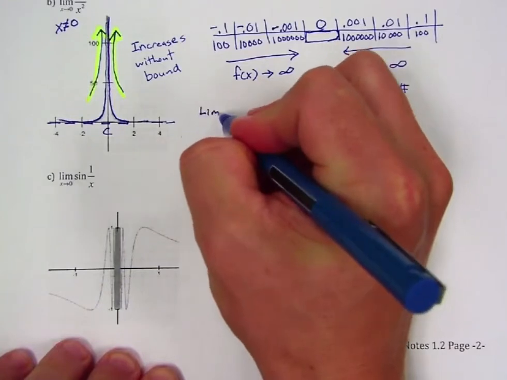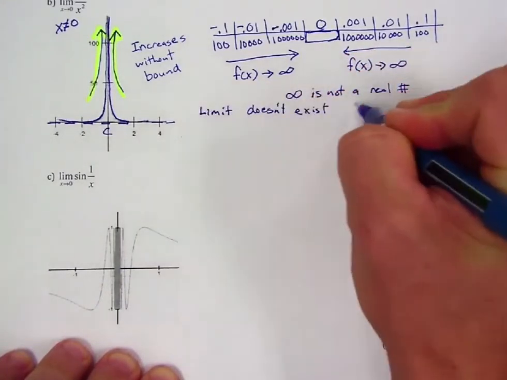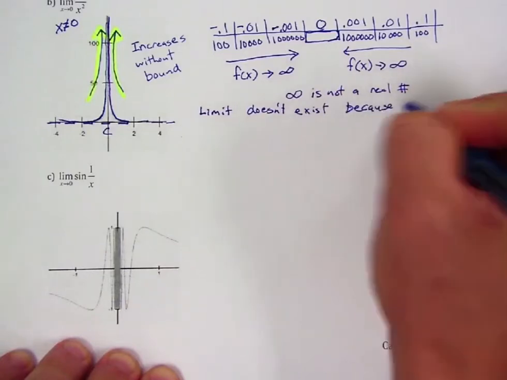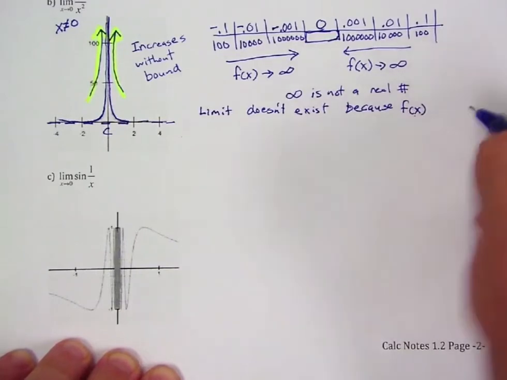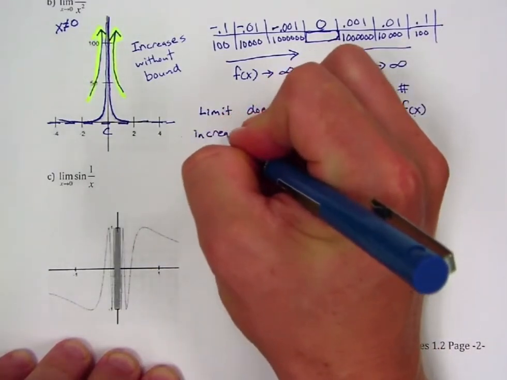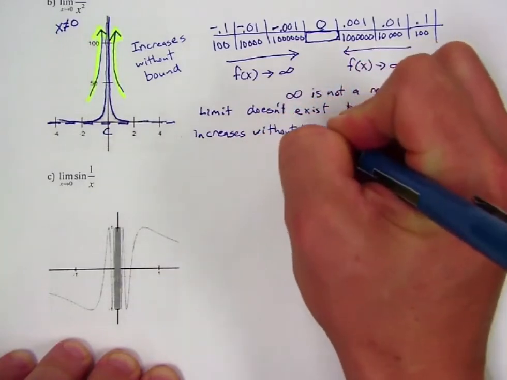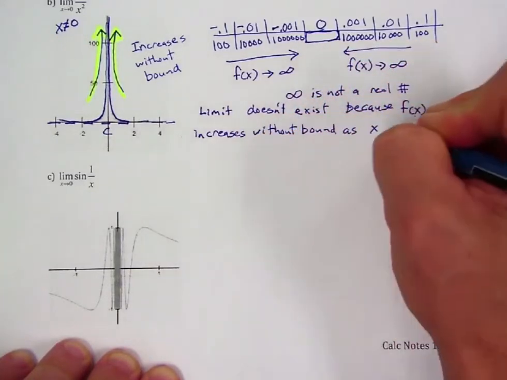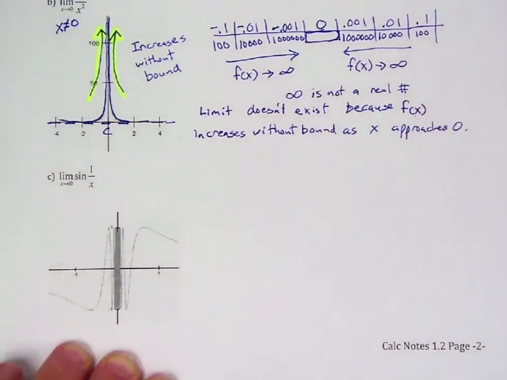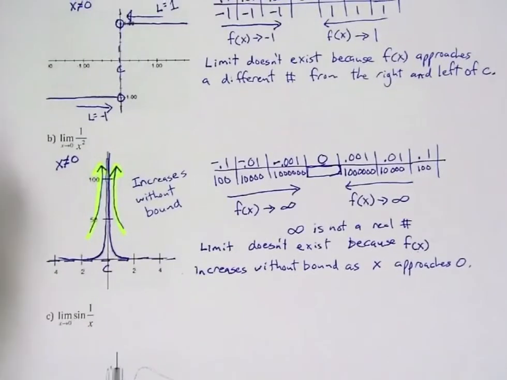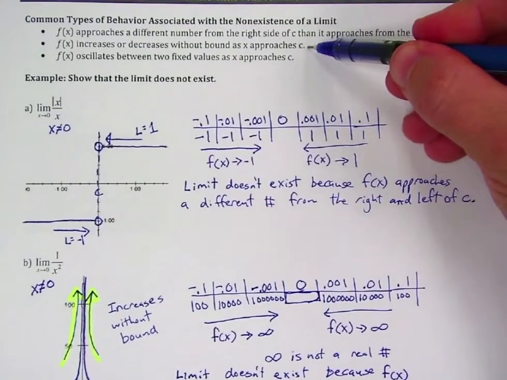So we're going to write the limit doesn't exist because f of x increases without bound as x approaches 0. So this one was our second type right up here, increases or decreases without bound.